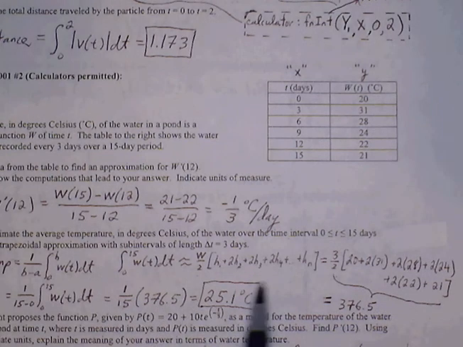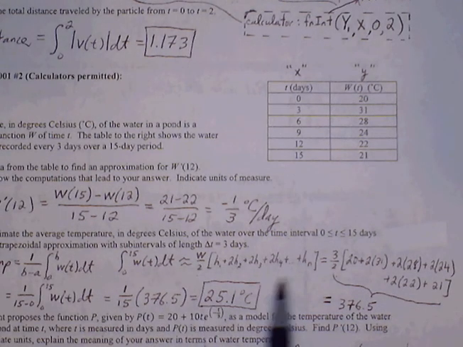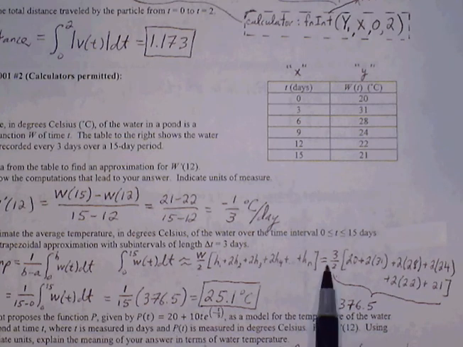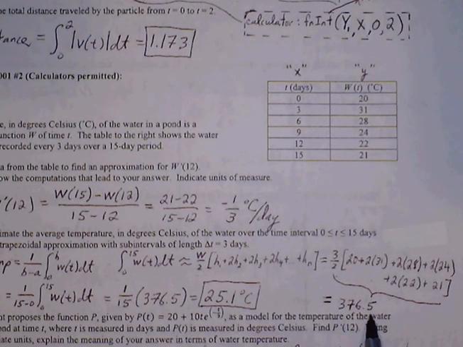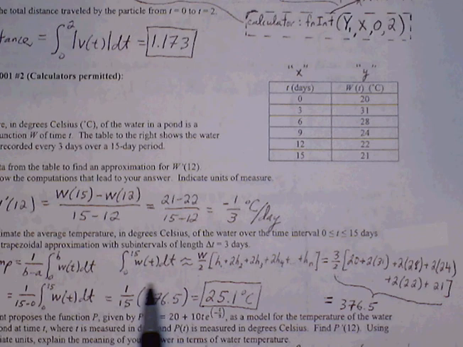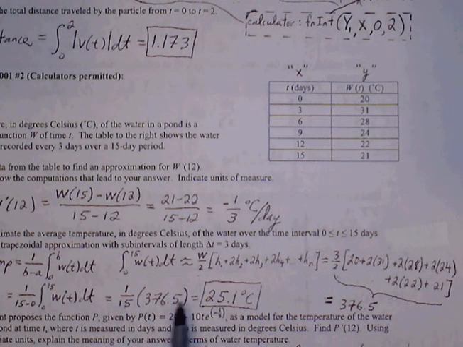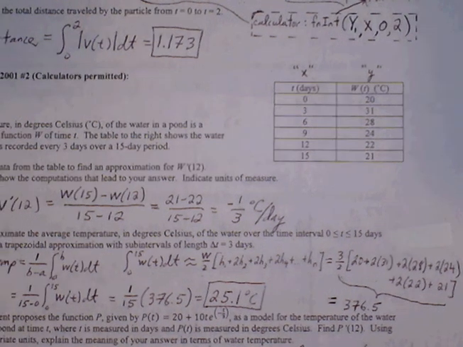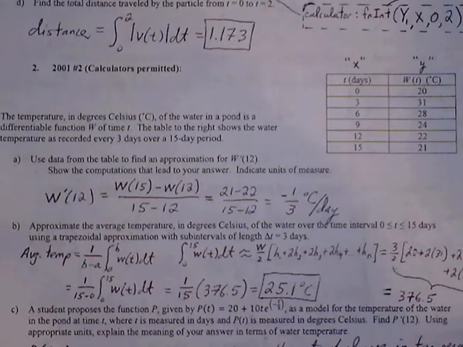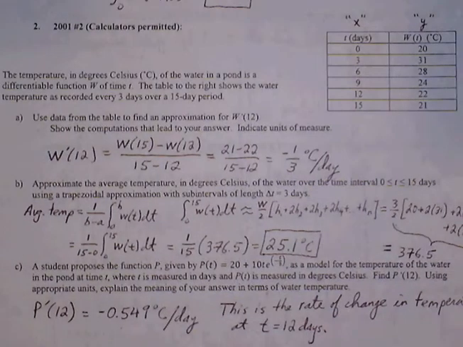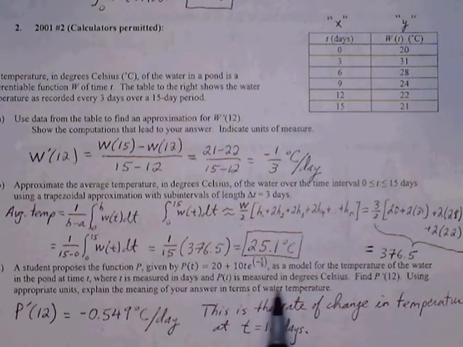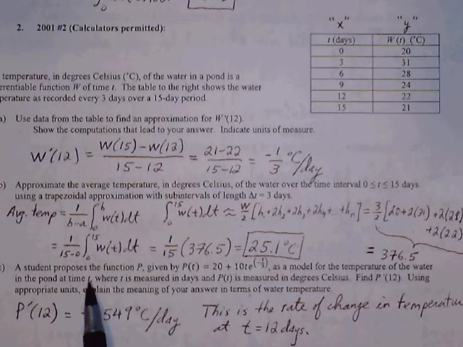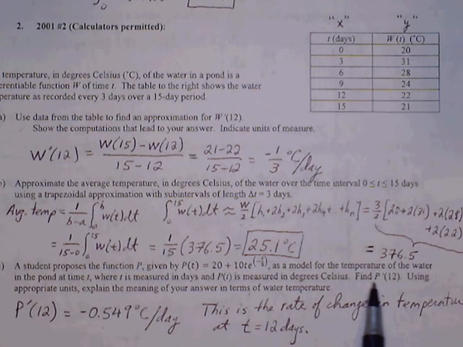So we find the area using trapezoid approximation, and all that's going to give us 376.5. So 376.5 times 1 over 15 is 25.1 degrees Celsius. So you can think of this as area divided by the width gives us height. Okay, part C, a student proposes the function P given by P of t as a model for the temperature of the water at any moment in time. Find P prime of 12.